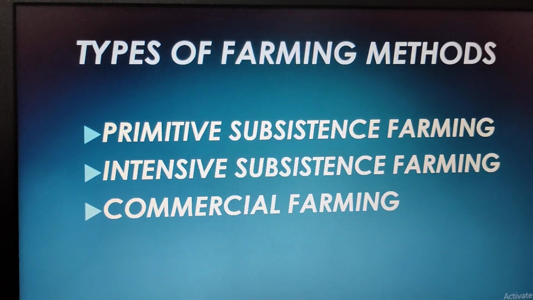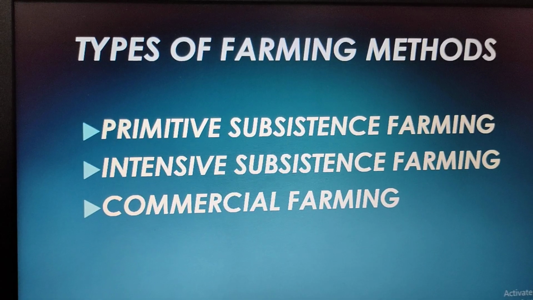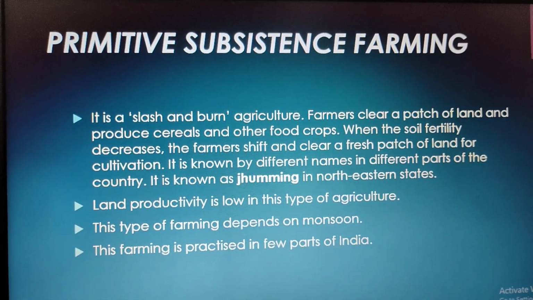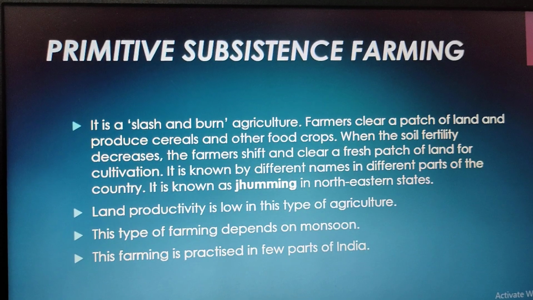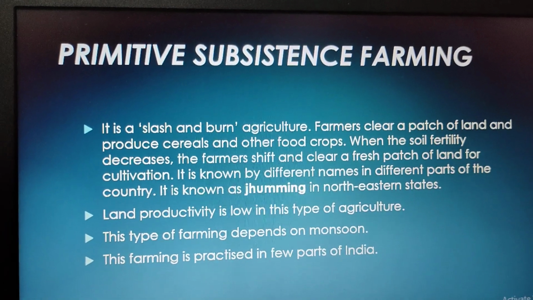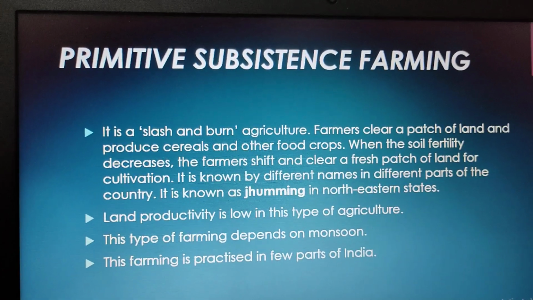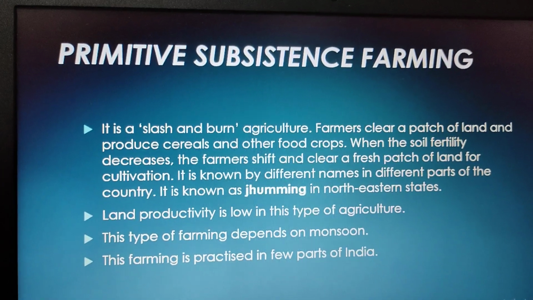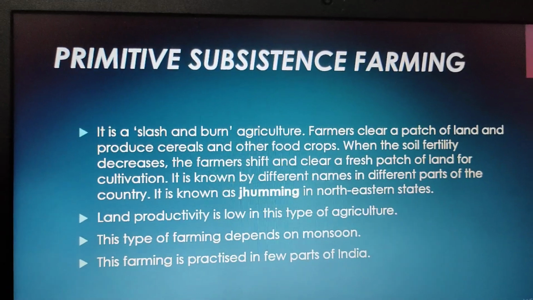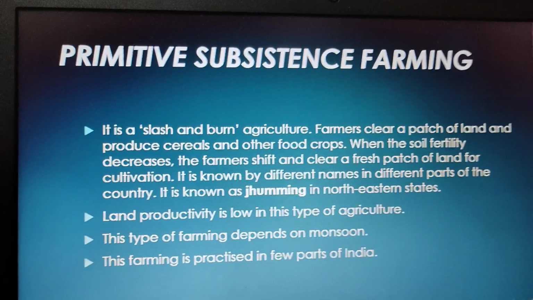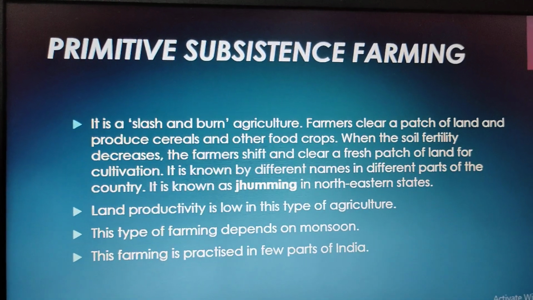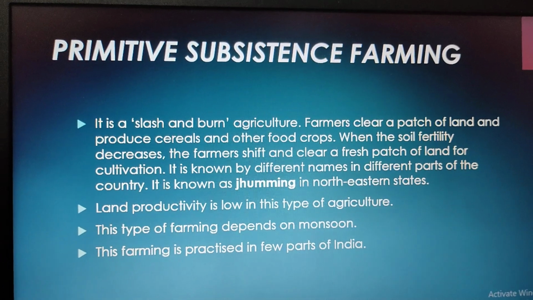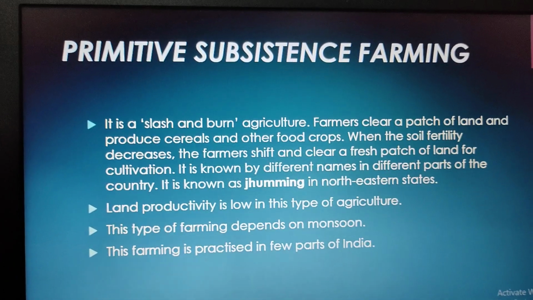So we have talked about three kinds of farming methods: primitive, intensive, and commercial, among which we have discussed primitive subsistence farming. Primitive subsistence farming means it's a kind of slash and burn agriculture, right? What do the farmers do? They clear a patch of land and use it for cultivation. When they feel that the soil fertility is decreasing, they leave that patch of land and find another fresh patch of land for cultivation. They are not using any kind of chemical fertilizers in it. Instead, they are leaving that particular portion of land so that it can regain its natural fertility. Now, this type of farming technique is practiced in very few parts of India.